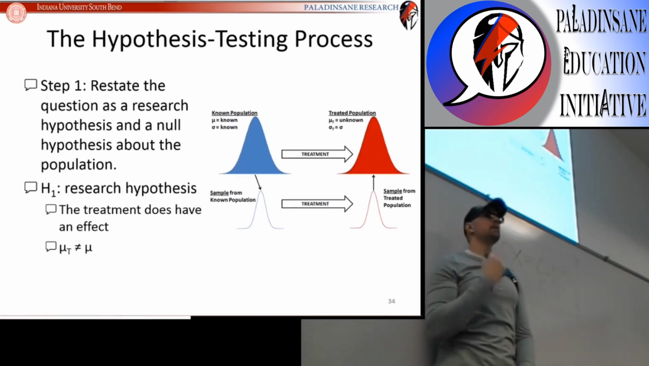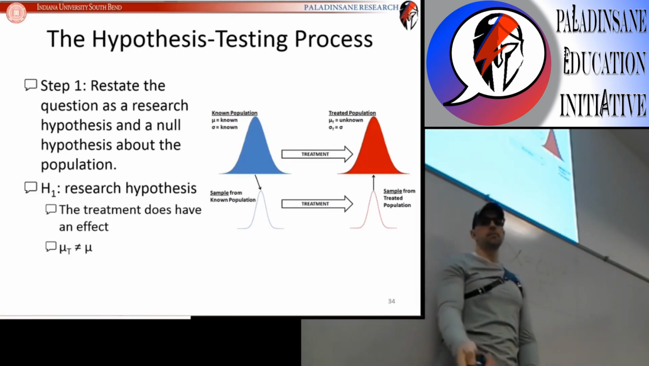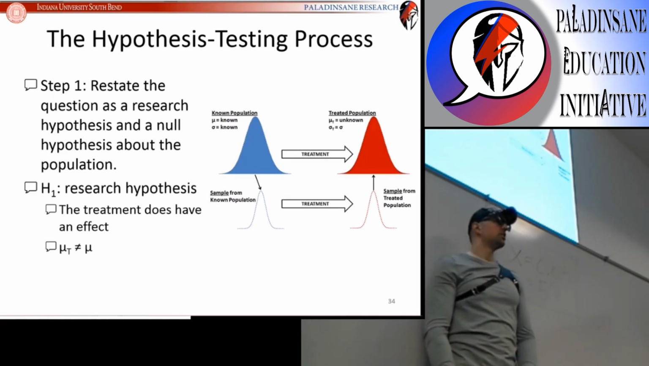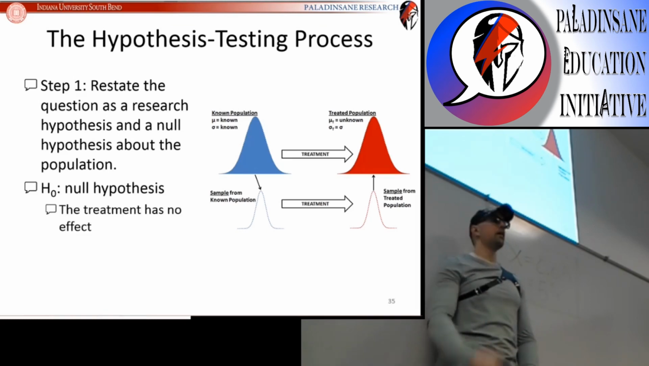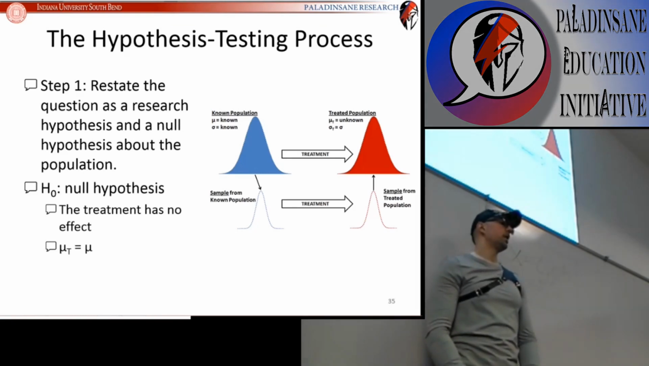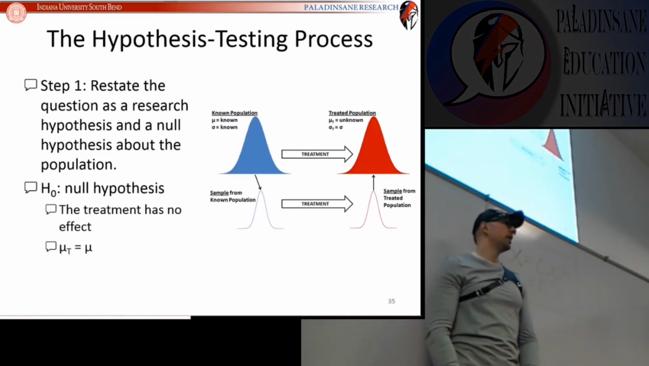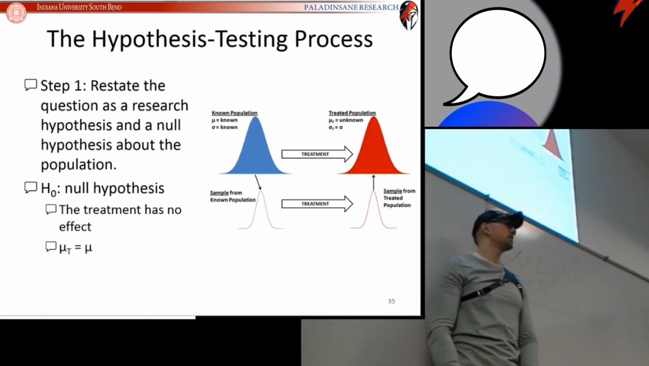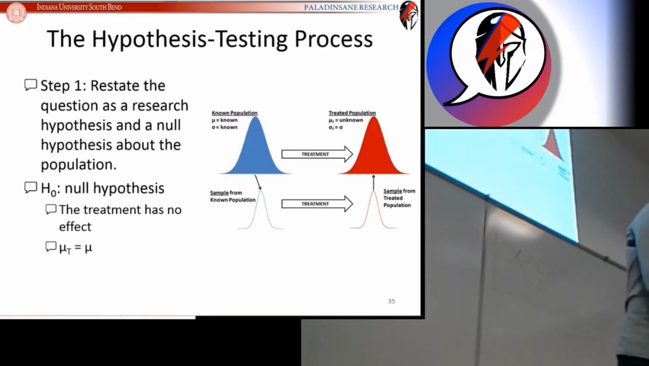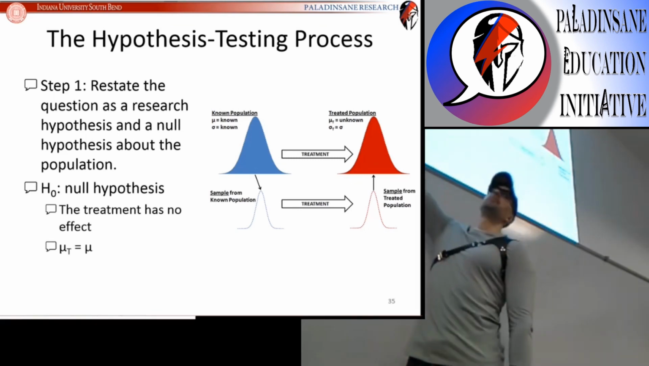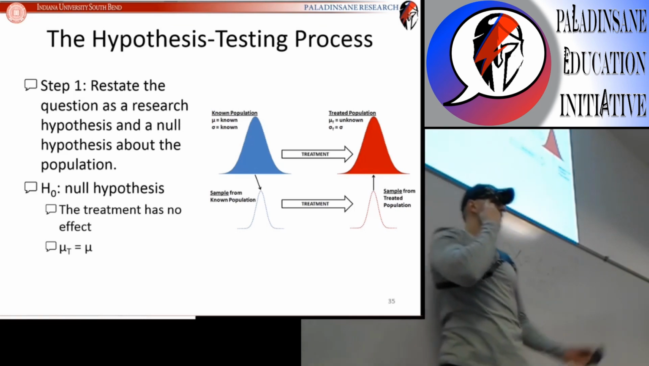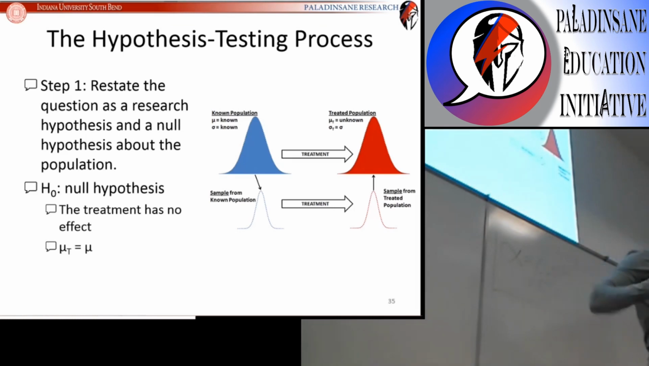There's only one possibility left, that the scores will stay the same, and that's your null hypothesis. So your null hypothesis is that the treatment has no effect, and that is written out as the mean of your treated population equals the mean of your untreated population. So you've given people the treatment, and it's done nothing. Their scores have stayed exactly the same. Population has not changed. And that's what we're going to be deciding between. Is the truth the null hypothesis, so that your treatment has no effect, or is it the research hypothesis that your treatment actually does something?